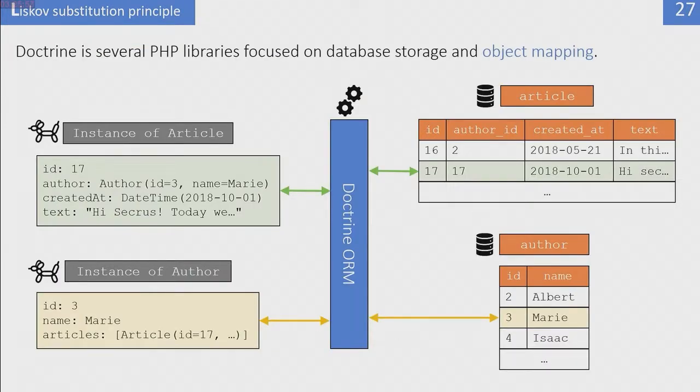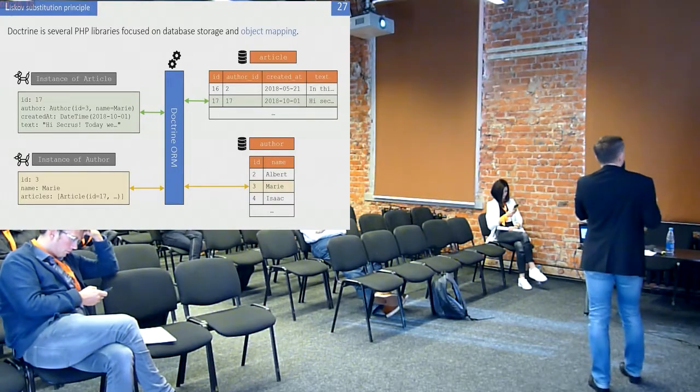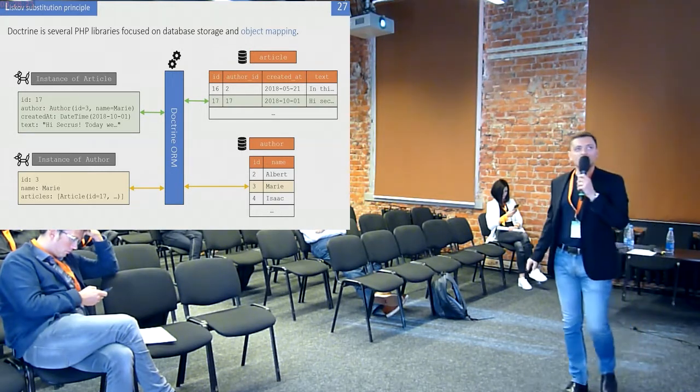Another example. Doctrine is a PHP library that provides a way to communicate with the database, because Symfony doesn't provide a component to work with the database. It tightly integrates Doctrine. Doctrine is an ORM, which is object relational mapping. Here's an example of this mapping.